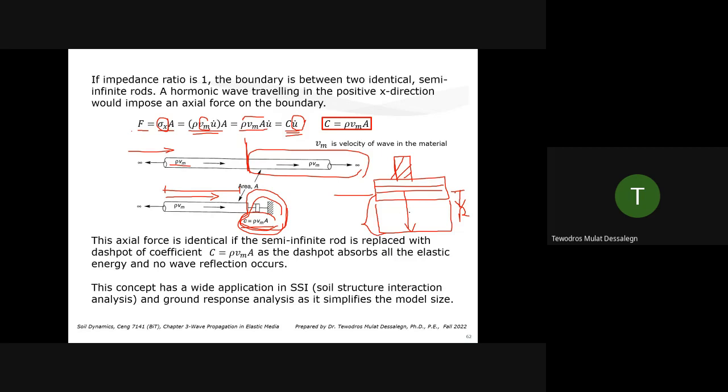Let's continue. So that's the application. So this axial force is identical if the semi-infinite rod is replaced with a dashpot of coefficient rho Vm A. So we can represent a portion of that rod with a damper to absorb the wave. Which means we can have a small model and the wave is passing through. It's not returning. It's feeling the same as if it's the same material. And we absorb it with a damper.